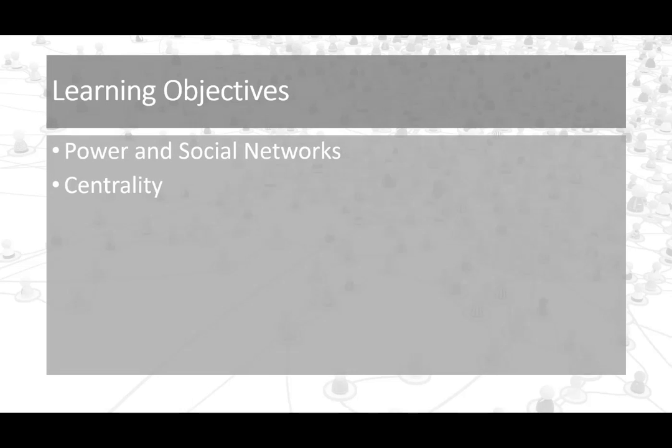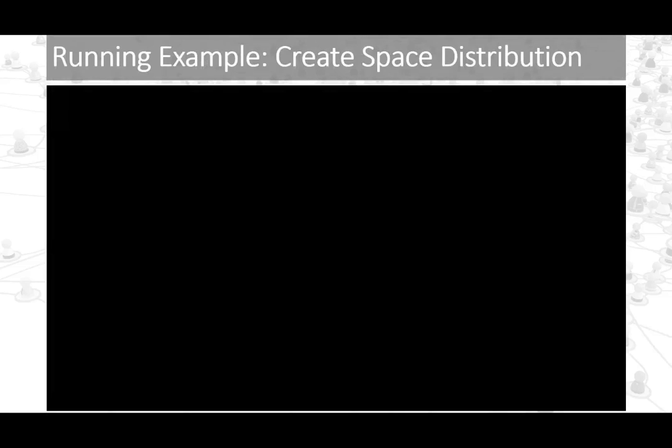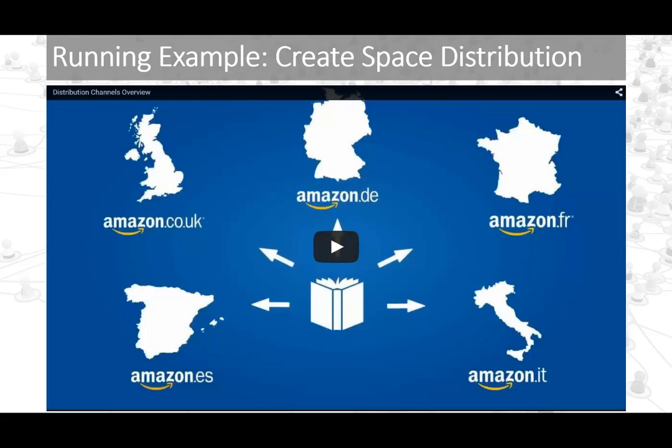So today we're going to be learning about power and social networks. And power is typically defined within social networks by using this idea of centrality. And there are three types of centrality: degree, closeness, and betweenness. And we'll be talking about each one of them in detail. But first, let's get our running example going here.